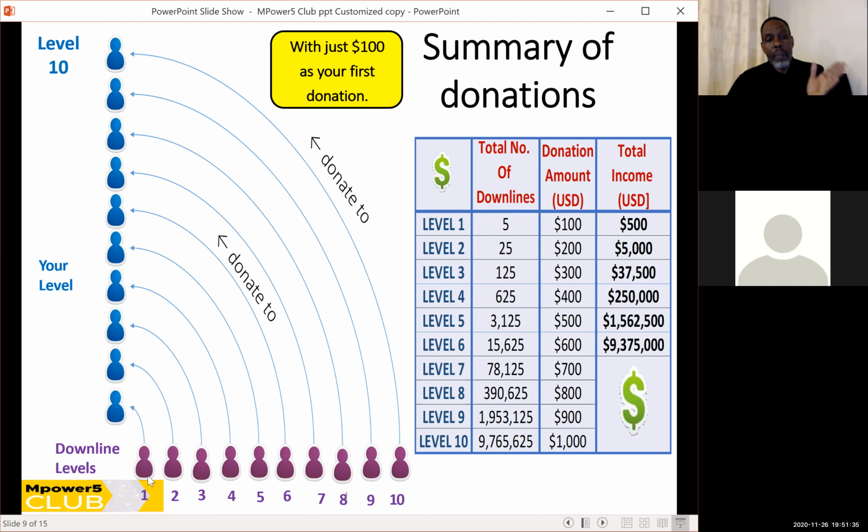But I will still be receiving the donations of level 1 when all the 5 come in, and also I will still be continuing to receive level 2 when all the 25 come in, and all the level 3 as they come in. So that is how you move with this thing. It can be making you money as you go on over time. I hope you get what I'm talking about.